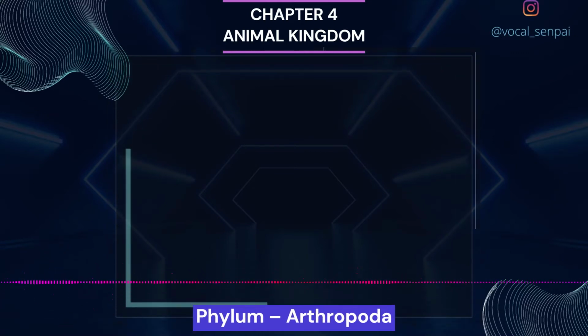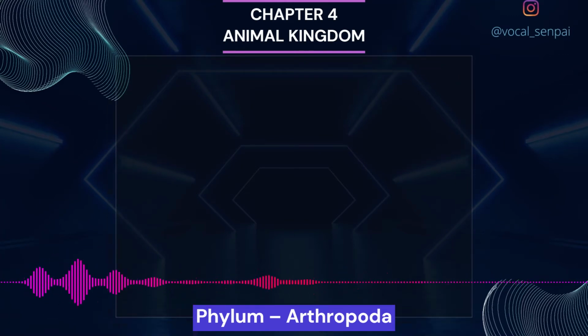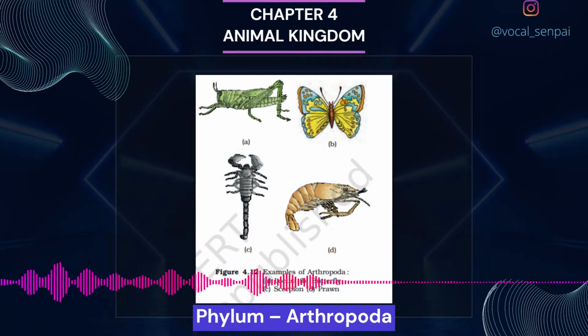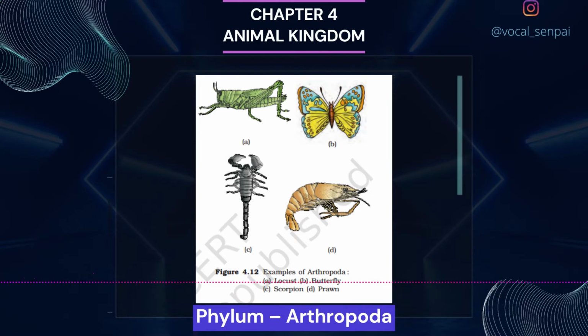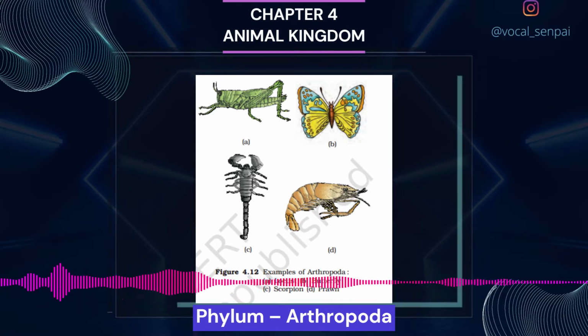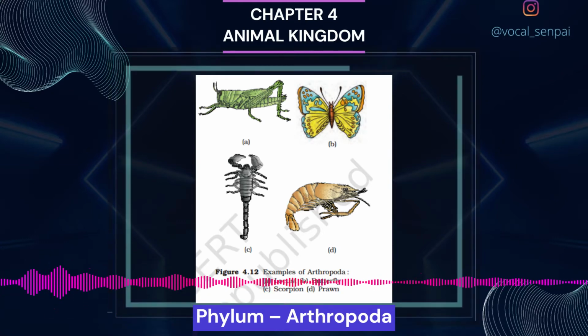Phylum Arthropoda. This is the largest phylum of Animalia which includes insects. Over 2/3 of all named species on Earth are arthropods, figure 4.12. They have organ system level of organization.